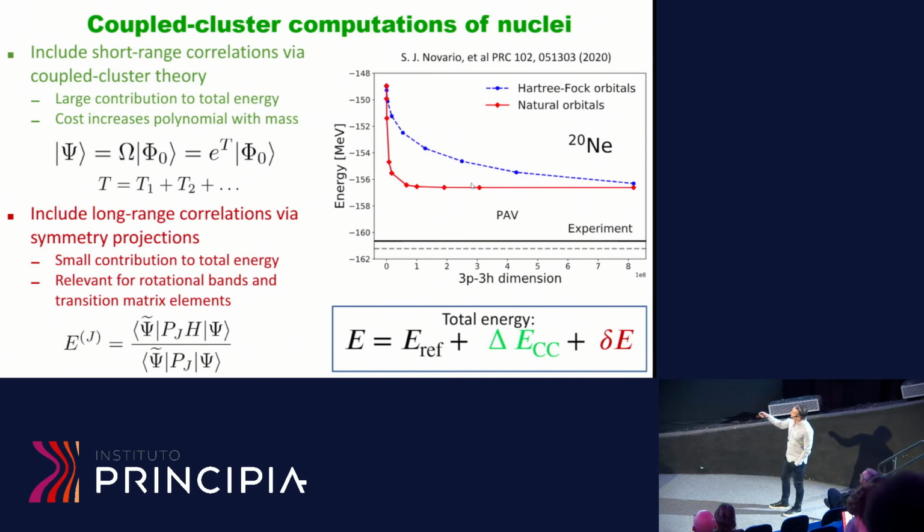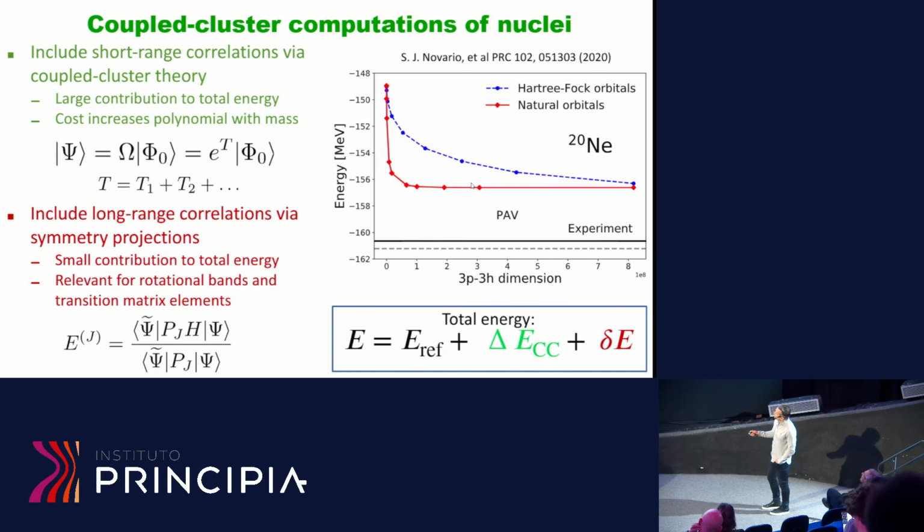And then we include what we call long-range correlations or static correlations, which come from basically breaking and restoring symmetries in your wave function here. And we do this by what we call projection after variation techniques. So we have our coupled cluster broken-symmetry states, which we then project onto good angular momentum in this case. And basically we have to evaluate this kind of expectation value.